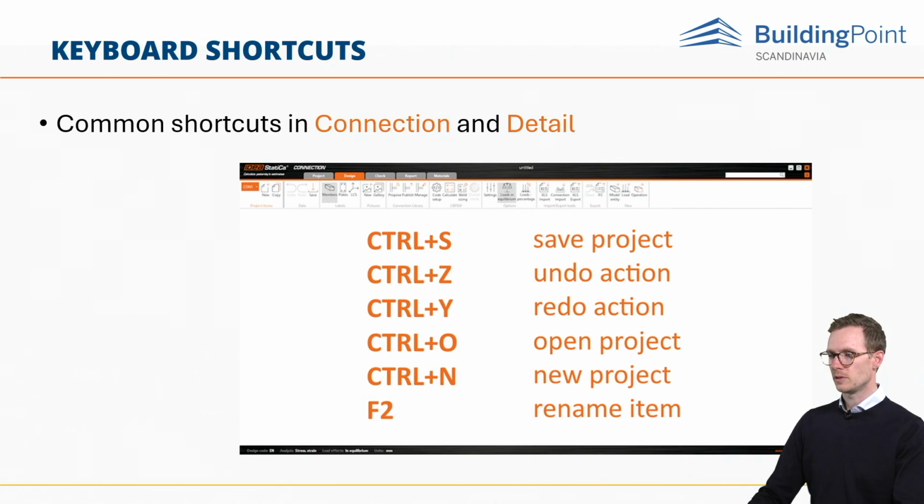There are also some new keyboard shortcuts for those of you who need this. Control S is for save project, Control Z is to undo, Y is to redo, and so on. So F2 to rename and so on. Also improvement to save some time.